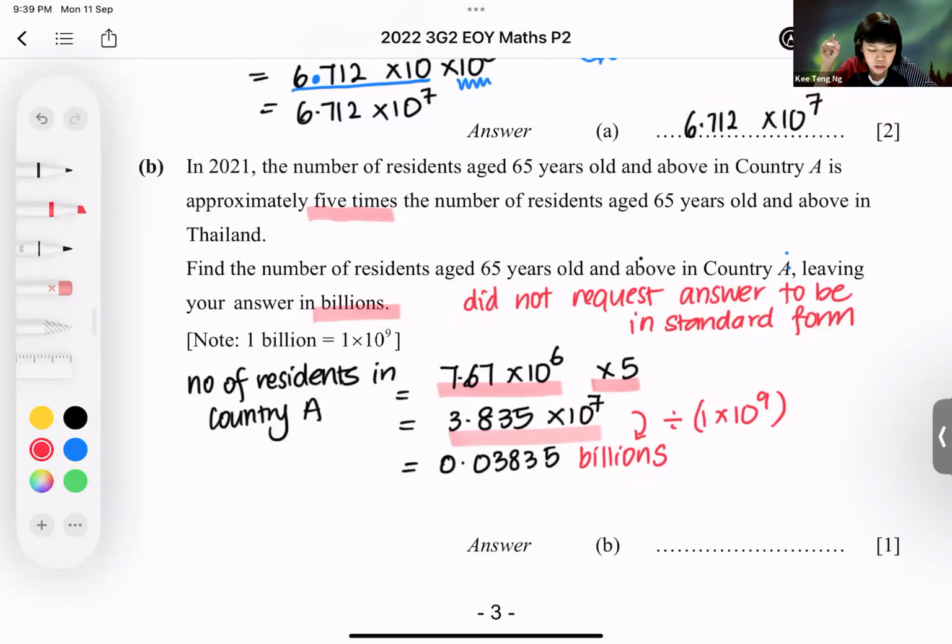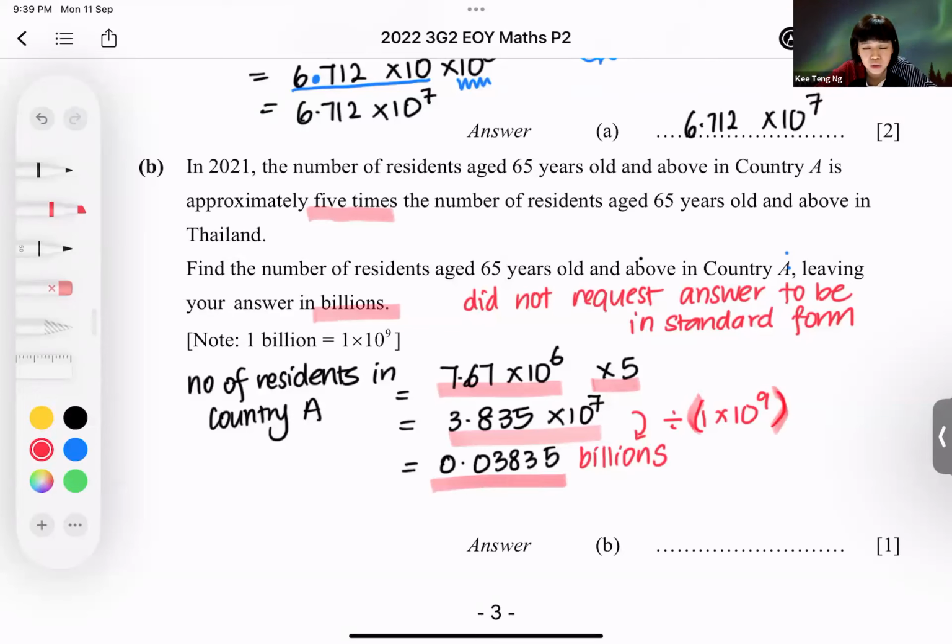Word of caution, please do put brackets, right? In case your calculator cannot understand what is 10 to the power 9 or whichever. So you just put bracket 1 times 10 to the power 9, right? Instead of maybe they do 1 and you go and multiply by 9 instead, right? So it's divided by this whole number. And then you get an answer here in billions.